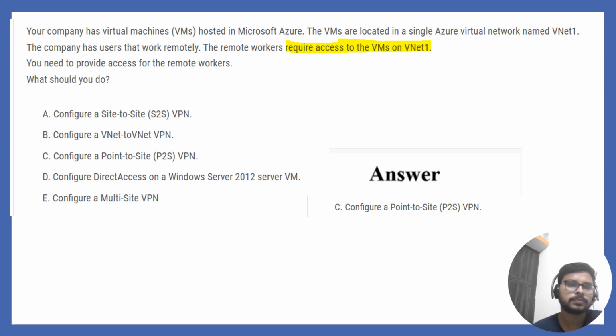Next, your company has virtual machines hosted in Microsoft Azure. The VMs are located in a single virtual network named vNet1. The company has users that work remotely. The remote workers require access to the VMs on vNet1. You need to provide access for the remote workers. What will you choose? You need to choose to configure a point-to-site VPN.